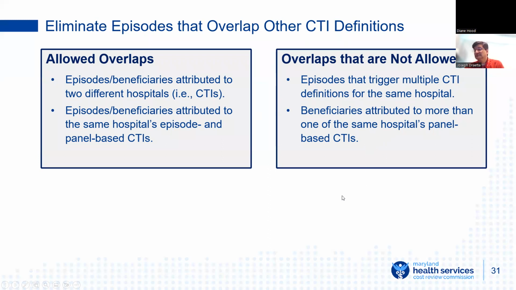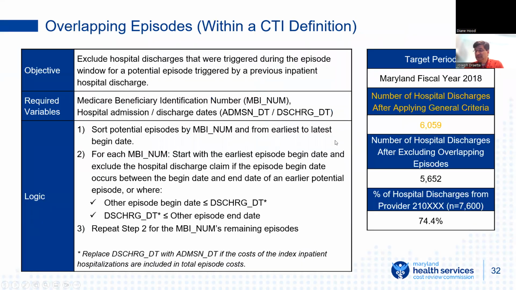Overlaps that are not allowed include episodes that trigger multiple CTI definitions for the same hospital. So only one CTI is allowed. And we also exclude beneficiaries that are attributed to more than one of the same hospital's panel-based CTIs, right?